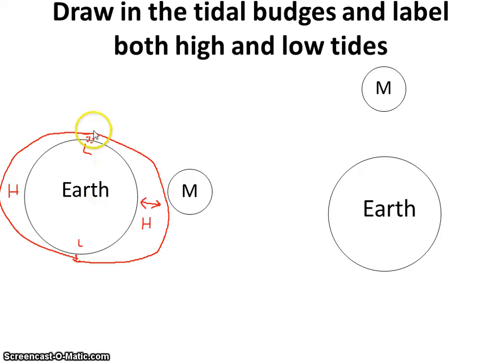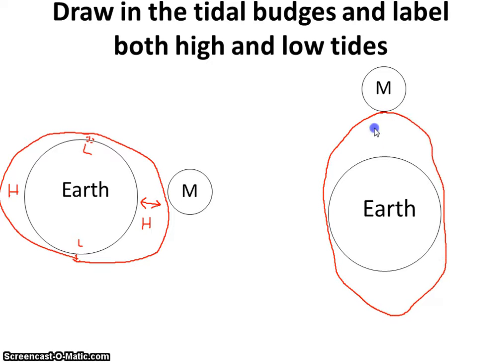Two high tides and two low tides. The high tide is directly under and opposite the moon. Low tides are on the side. So if your moon is up here, your high tides would then be there and there. High, high, low, low. Water is draining from these sides of the Earth to flood to under and opposite the moon.